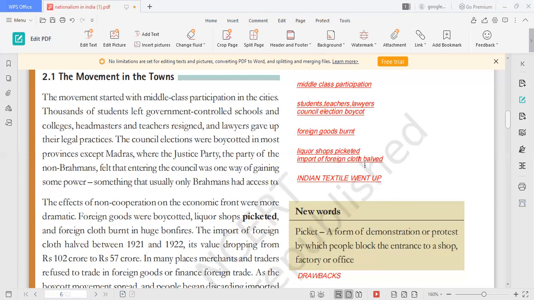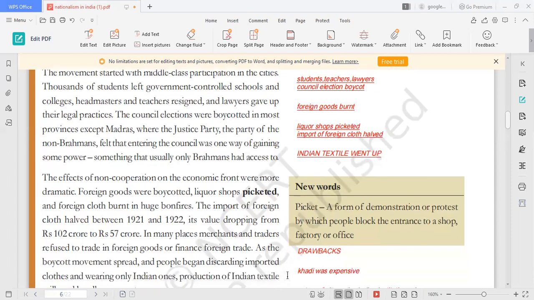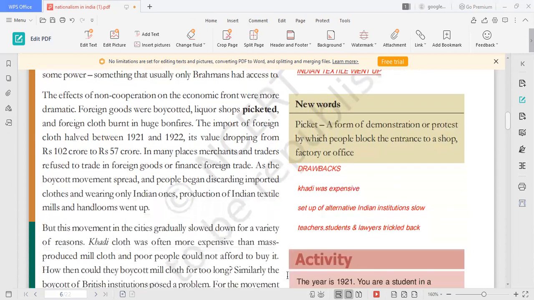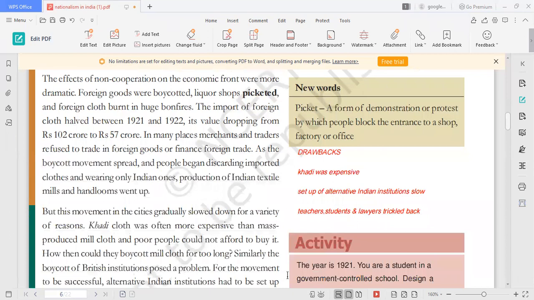Okay. What is the drawback? Did it continue? No. What is the drawback in this movement in the cities? Khadi was expensive. When people stopped purchasing the foreign clothes and started buying Indian handmade clothes, khadi was expensive and it was not easy for use also. British imported machine-made clothes were cheap and best. So for a long time, the poor people were not able to maintain this khadi and they started trickling back to purchase the foreign clothes slowly.